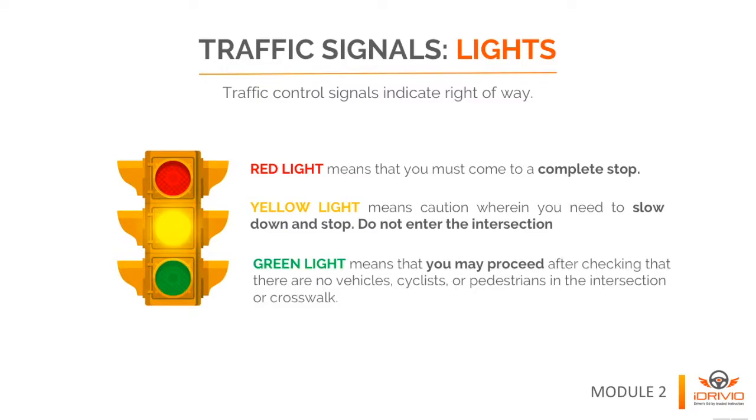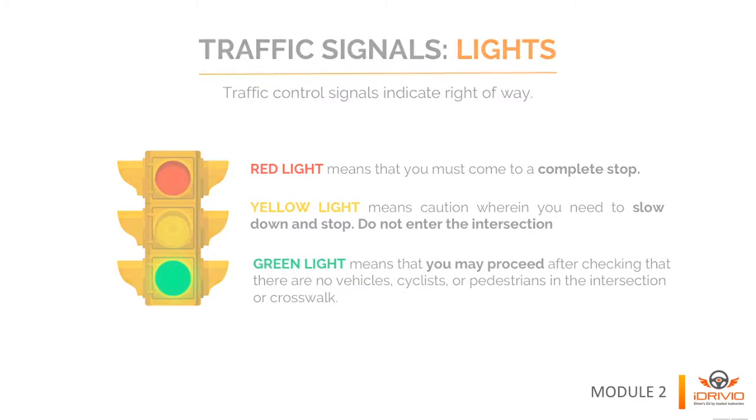A green light means that you may proceed after checking that there are no vehicles, cyclists, or pedestrians in the intersection or crosswalk. You may not use private property, such as gas stations or parking lots, to avoid red lights or other traffic signs or signals.